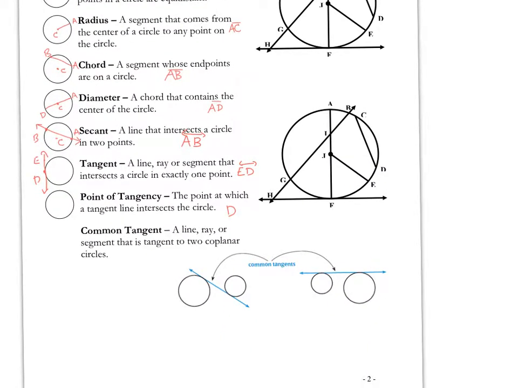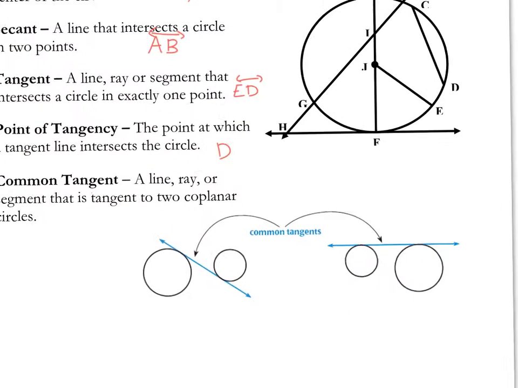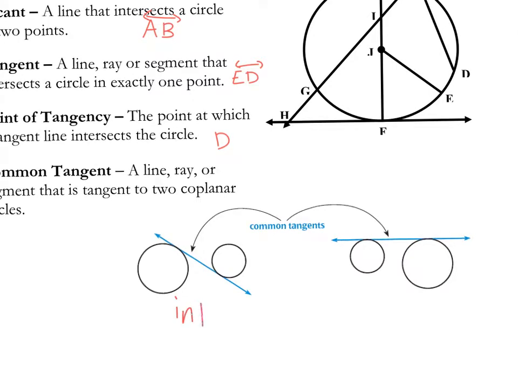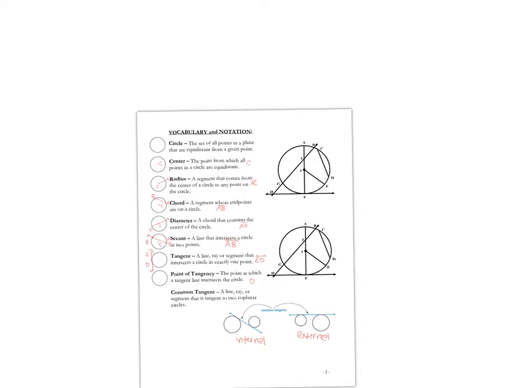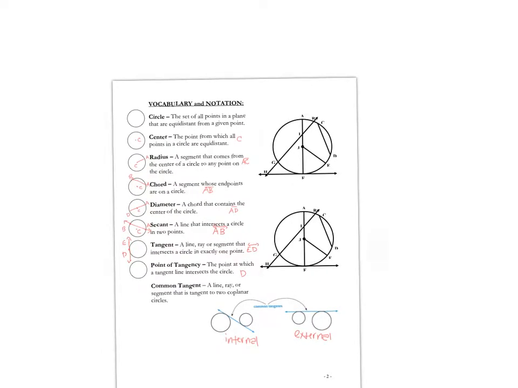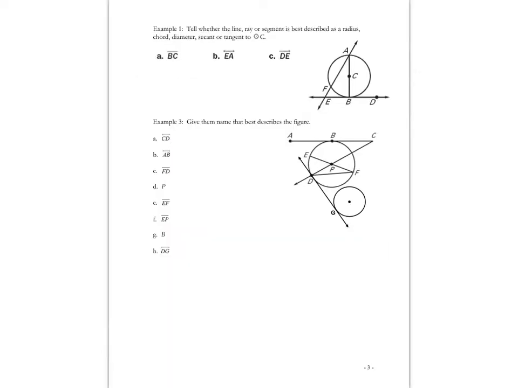Common tangents, it's a line, ray, or segment that is tangent to two circles. So this one is called internal over here. Sometimes they'll say internal or external. It's not a big deal, but internal means in between the two circles. External means outside the two circles. So that is all the vocab for a circle.